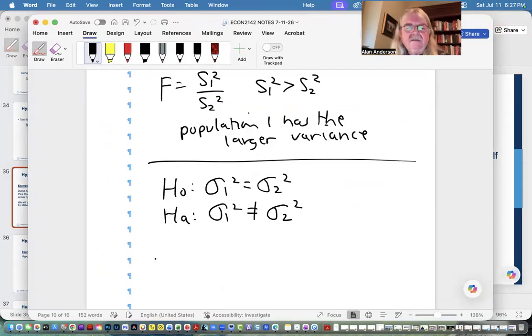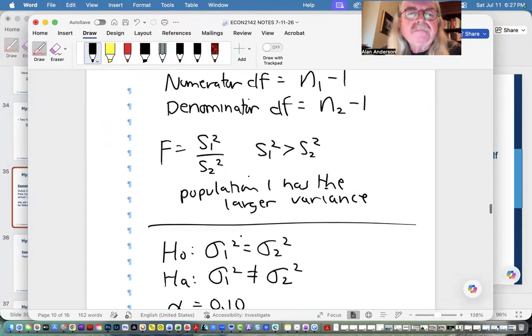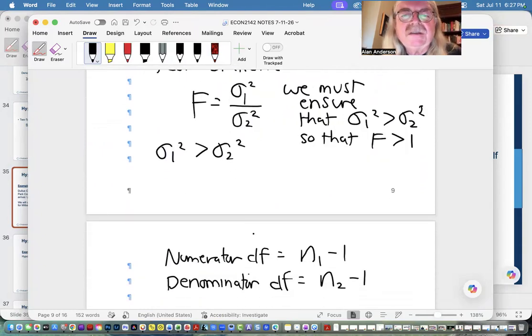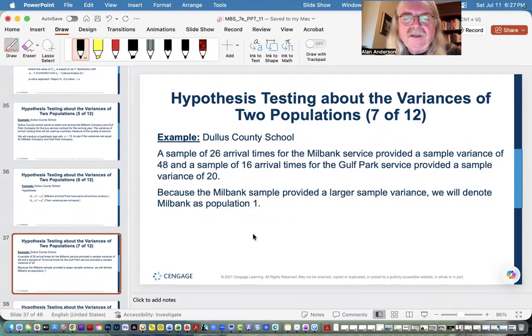Alpha is 0.10. I just realized I never wrote down the critical values, did I? All right, let's take care of that right now.